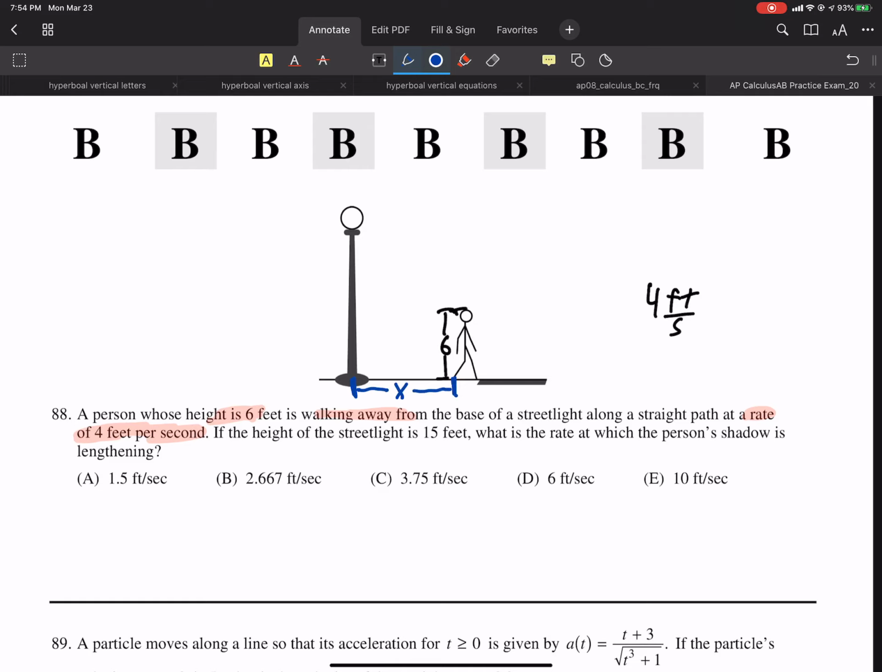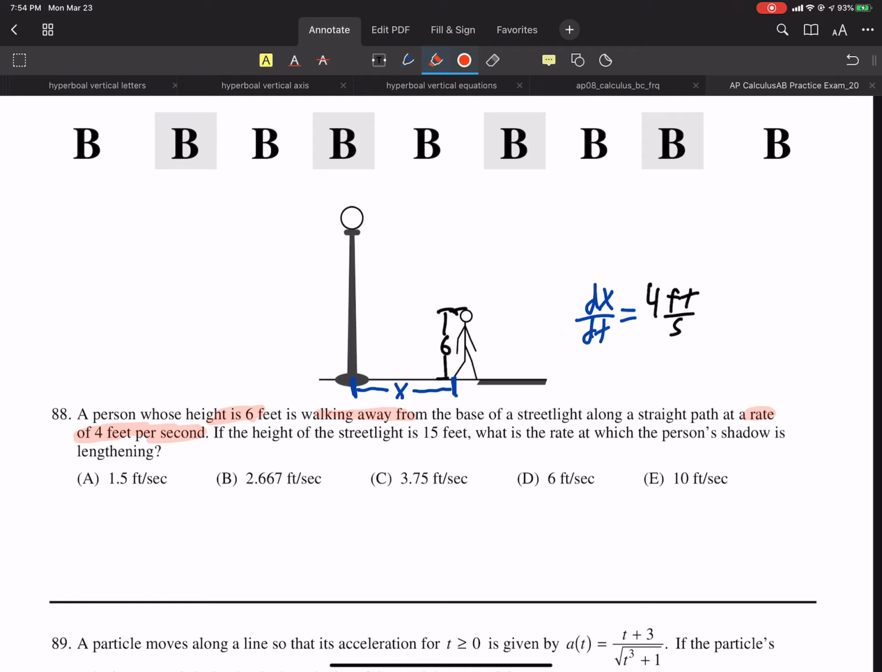So what's changing at 4 feet per second? It's x changes as time changes. So we have dx dt is 4. And x is increasing because he's walking away. So that's going to be a positive rate because the derivative is positive if a function's increasing. So we've taken care of that.